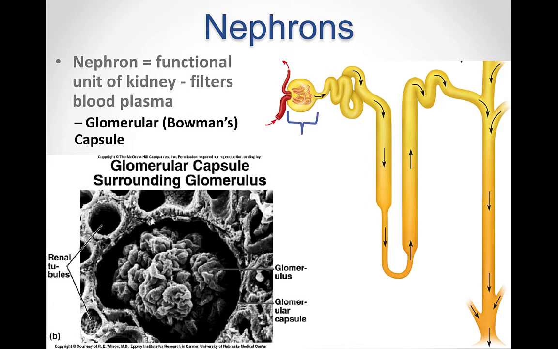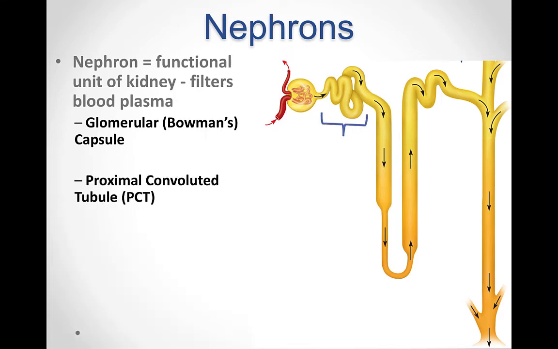The first structure is called the glomerular capsule. You can see another SEM of this structure in the lower left corner of your screen. It surrounds the glomerulus, the small leaky capillary bed, and acts like a catcher's mitt collecting filtrate. As fluid is filtered out of the capillaries and into the glomerular capsule, it begins the transformation into urine.